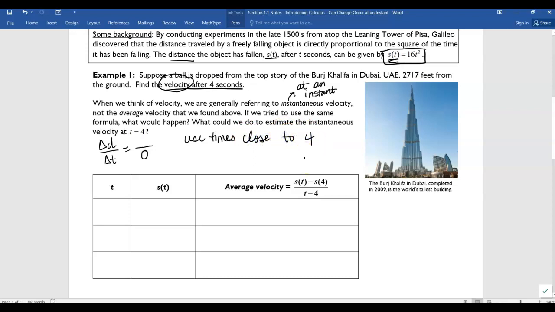Let's actually figure out what our position is at 4, how far our ball has fallen. In order to do this, I'm just plugging 4 into 16t squared.